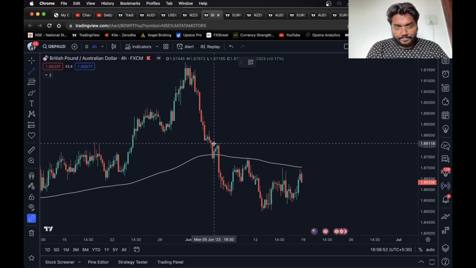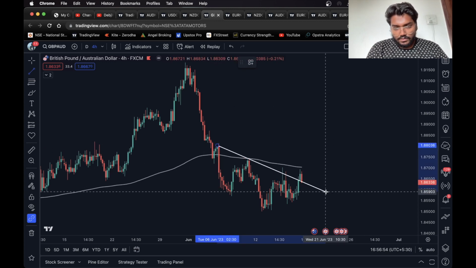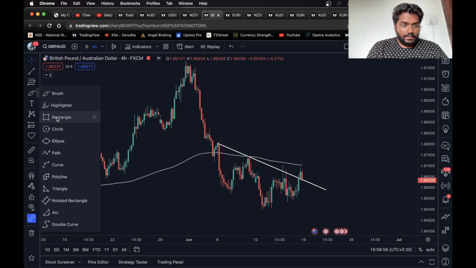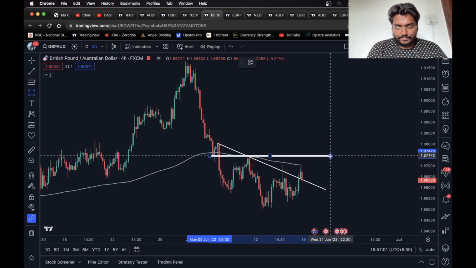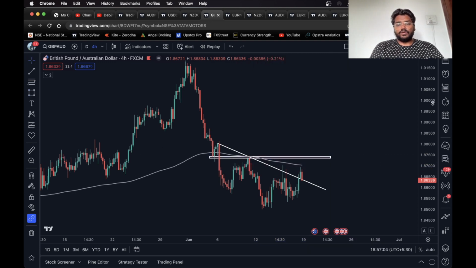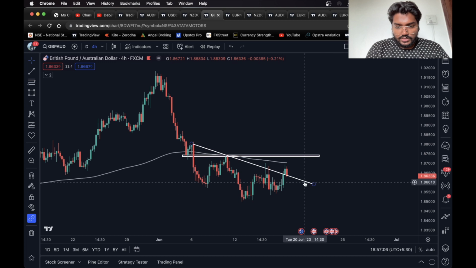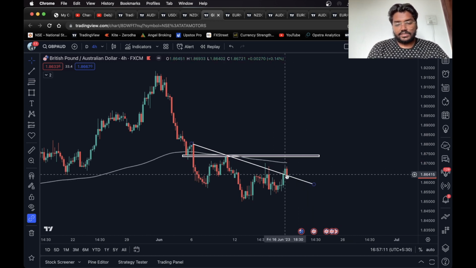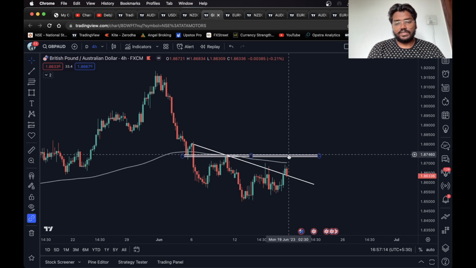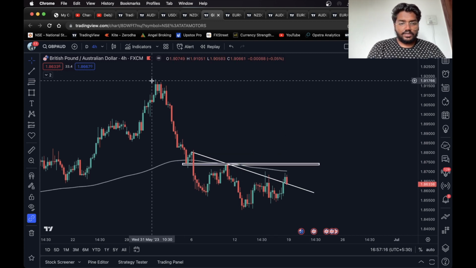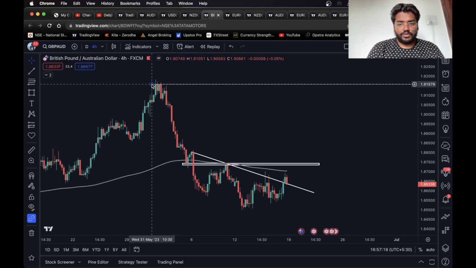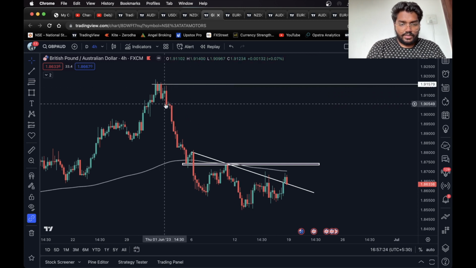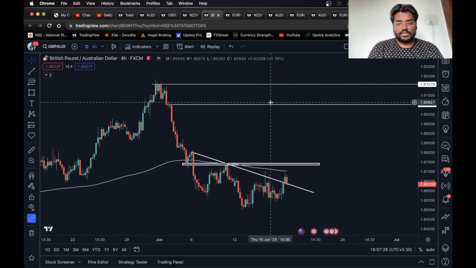I'm just drawing the levels. Perfect. So as you can see, the pair has given a breakout from the trend line. It is near 200 EMA. It has come back for a retest. Once it breaks 200 EMA and sustains above this horizontal level, a long trade can be taken. This is 4-hour time frame, so you can consider this level as your target. If you can't hold it till here, you can consider this price action level as your first target.